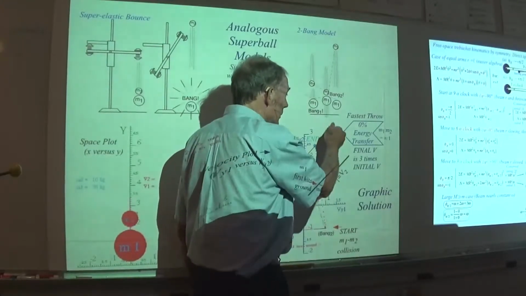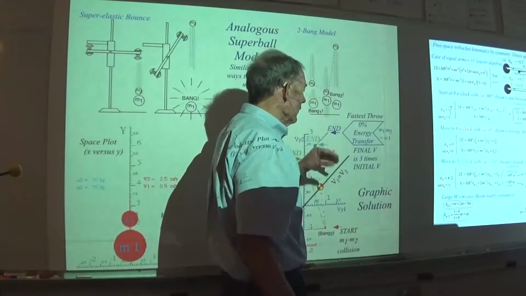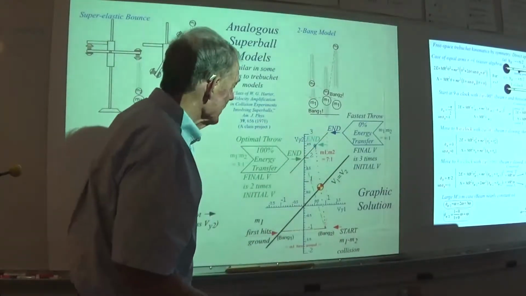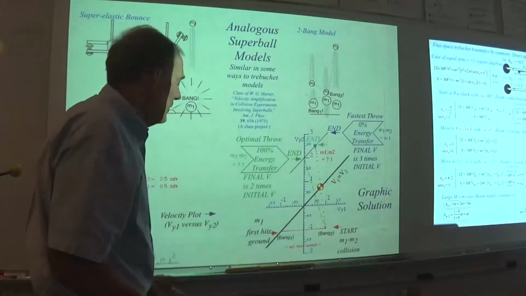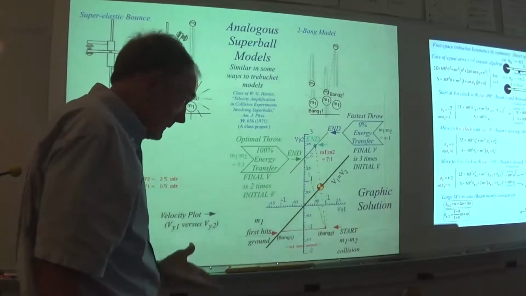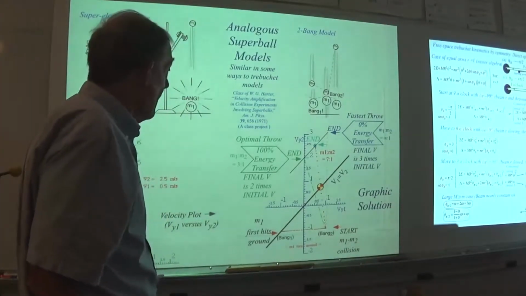As compared to this one, 0% energy transfer. Fastest throw, though, you really get lots of velocity for that tiny little thing. But the big thing is not losing any compared to the little thing. The energy of the big thing is the same after we're done.